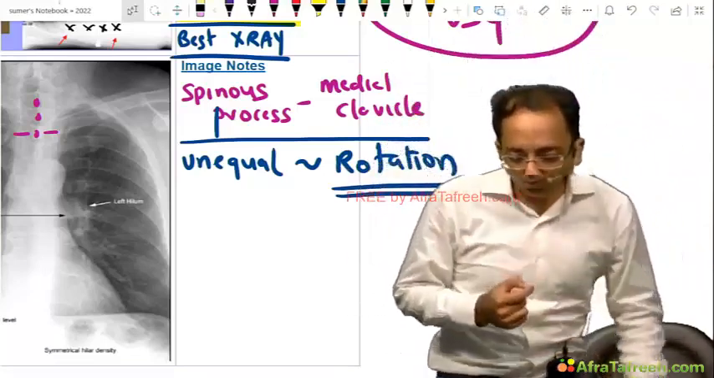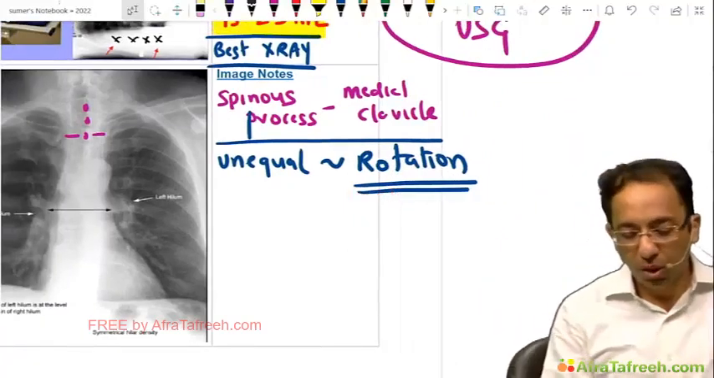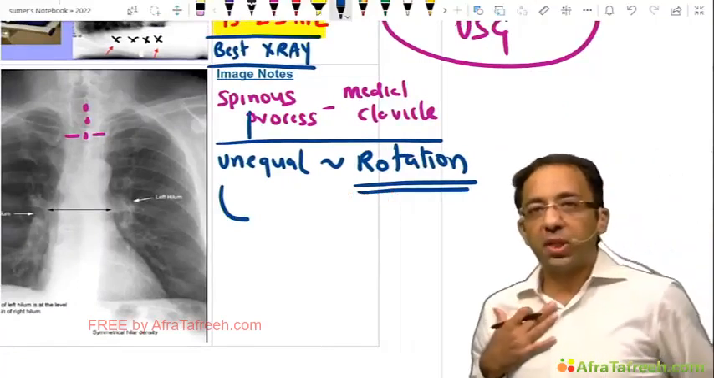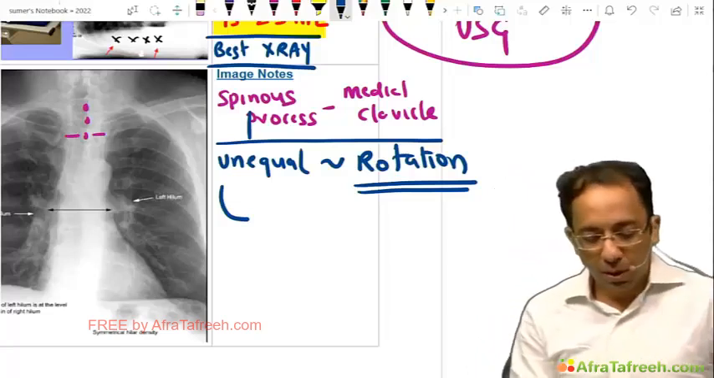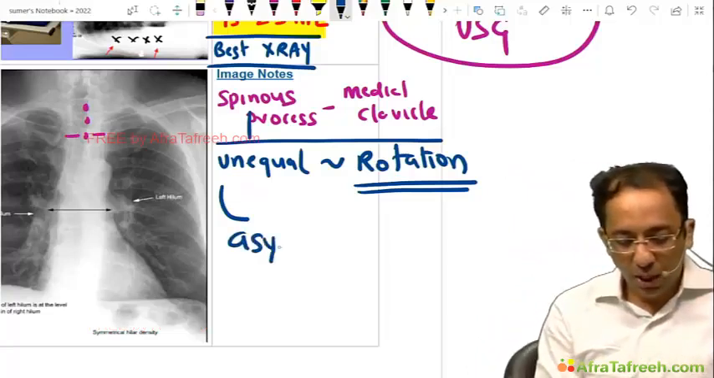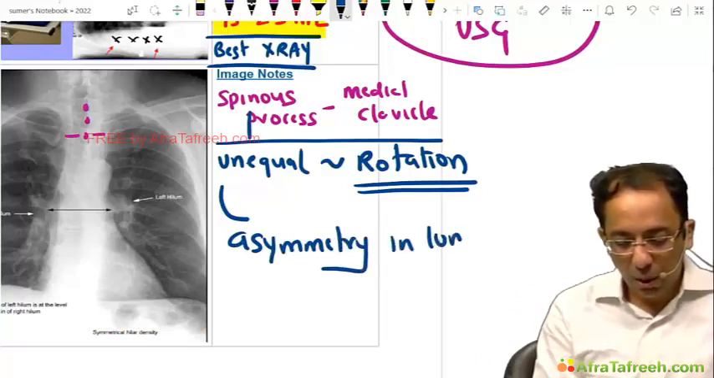Now why is it so important? Let's try to understand. If there is rotation, what will happen? One chest is in contact with the film, one chest is away from the film. As a result, you will have asymmetry in lung lucency.